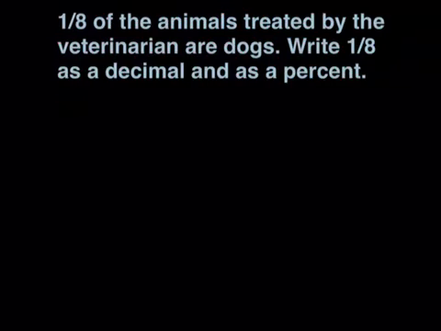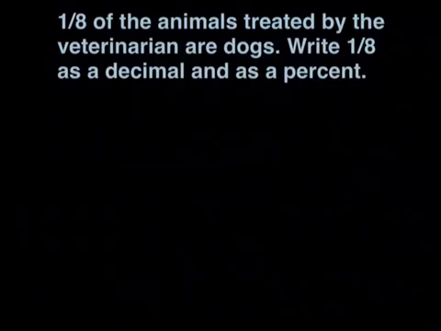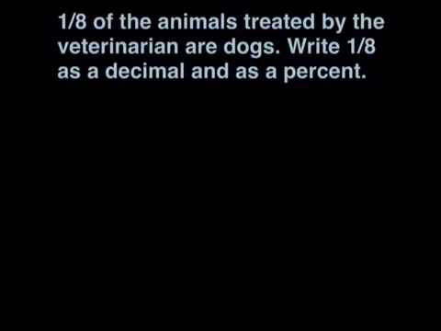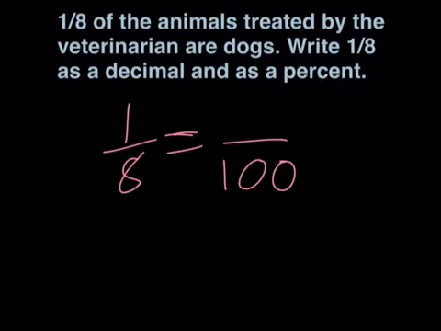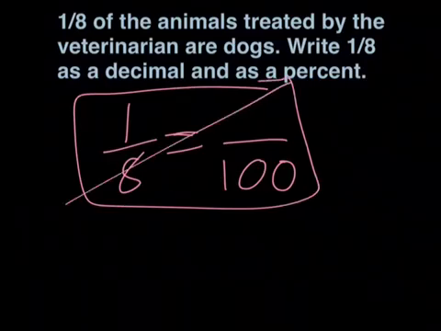Not all problems are quite that simple, though. Check this one out. 1/8 of the animals treated by the veterinarian are dogs. Write 1/8 as a decimal and as a percent. Now, you can't multiply 8 by any whole number, any integer, to turn it into 100. Just not going to work quite as easy as it did last time. So we're not able to take this shortcut and turn it into a fraction that has 100 as the denominator. So we'll have to try a different route.